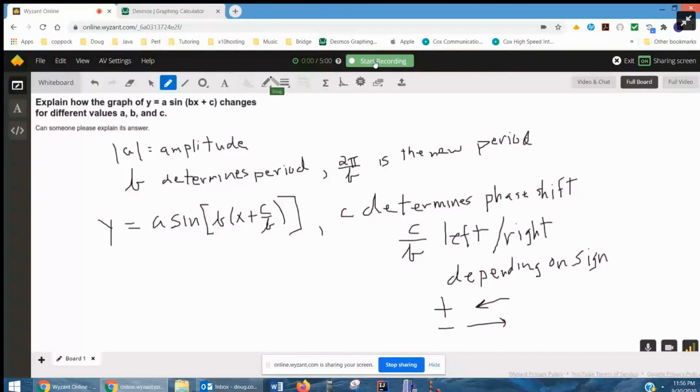in just a second. Let me show you the best way to see the effect that A, B, and C have on the graph of y equals the sine of x.